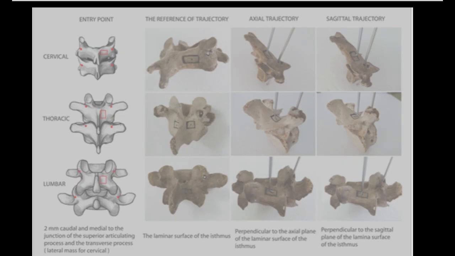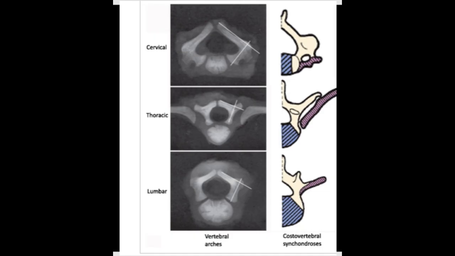And the trajectory mediolaterally is 90 degrees to the lamina, and craniocaudally the trajectory is perpendicular to the posterior elements. So this is the embryological basis of it. You can see that the pedicle and the lamina are at 90 degrees at all the levels, and this is because they are formed by a single structure.